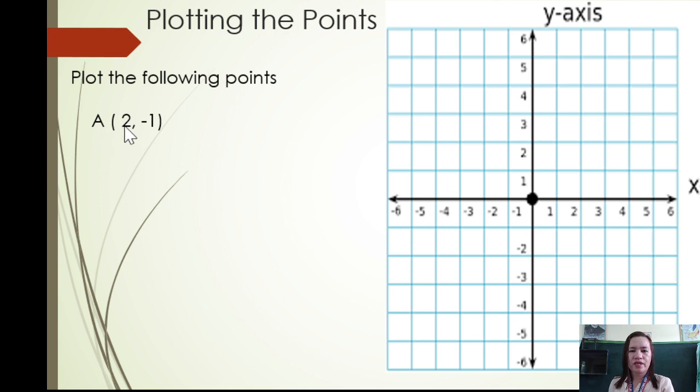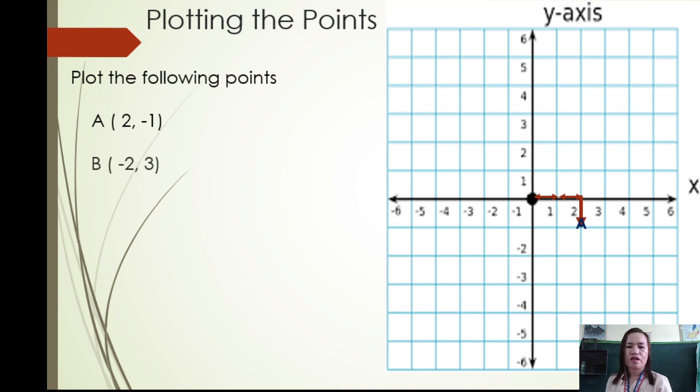In point A, the value of x is positive 2. So we focus on the x-axis, and the value is positive 2. From the origin, we move to the right because it is positive, 2 points: 1, 2. From that positive 2, we move along the y-axis, negative 1, so downward. There, that is point A.